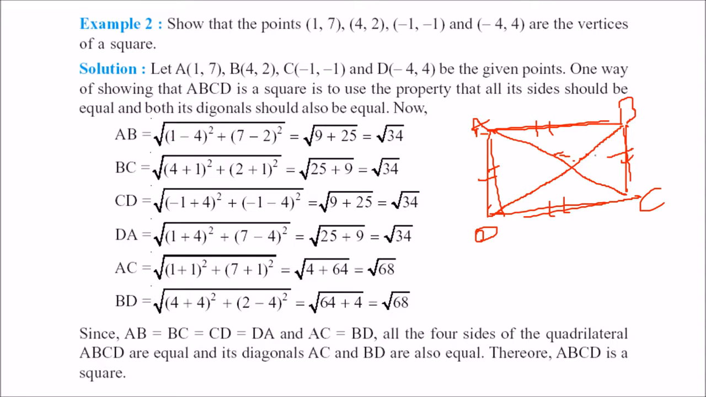So we'll find out the distance using the distance formula. AB, BC, CD, DA are the sides of the square, while the diagonals can be found using AC, BD. So these are 68, 68, means under root 68, under root 68. These four sides are equal, and the diagonals are also equal. That means these are nothing but the vertices of a square.